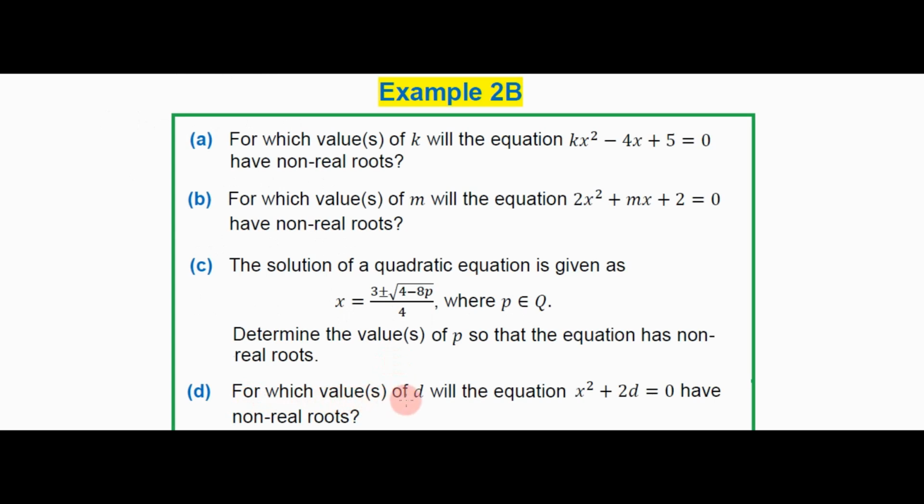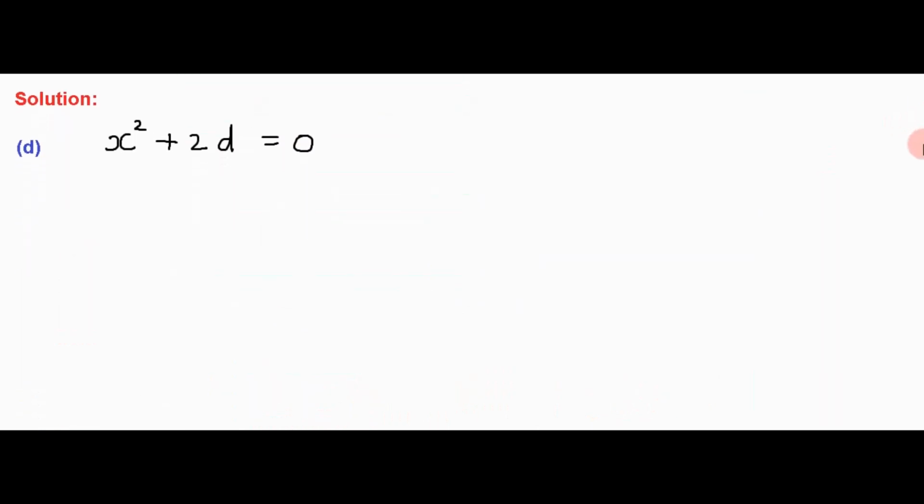It says for which values of d will the equation x squared plus 2d equals 0 have non-real roots? Now, this equation is already in standard quadratic form, so we can write down the values of a, b, and c. A is the x squared coefficient, which is 1. There's no term in x in this equation, so b is going to be equal to 0. C is the term that doesn't contain any x's in it. In other words, the constant, so in this case c equals 2d.